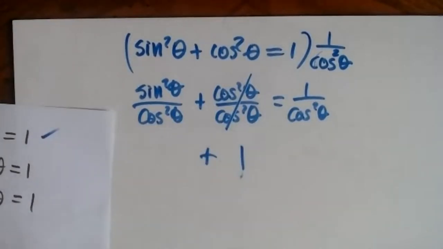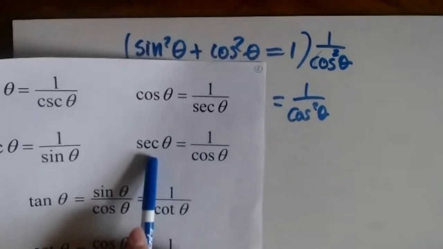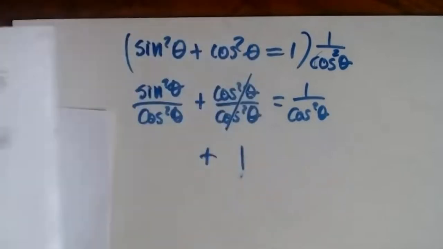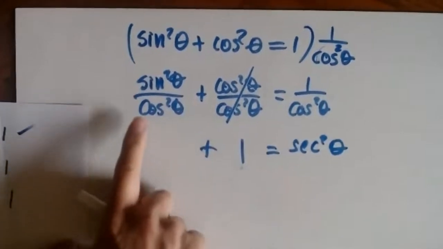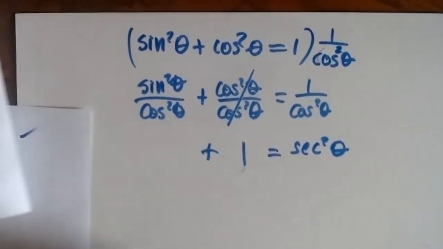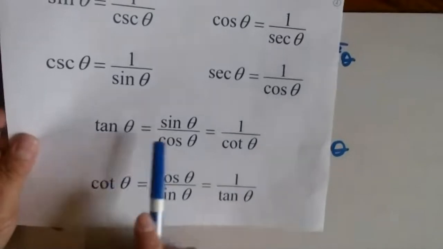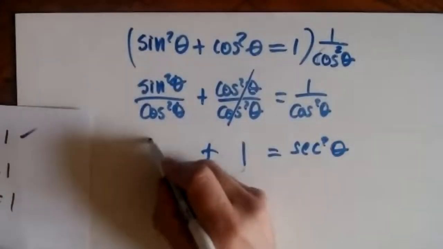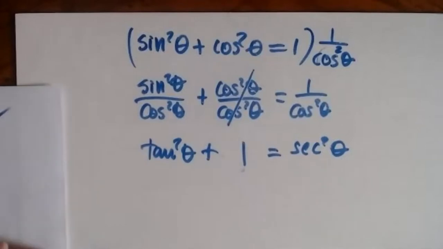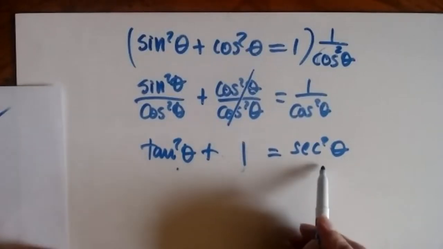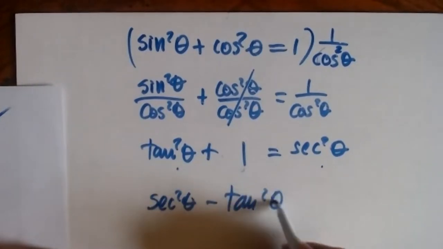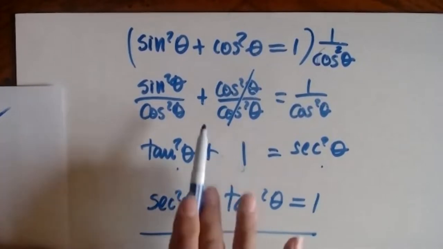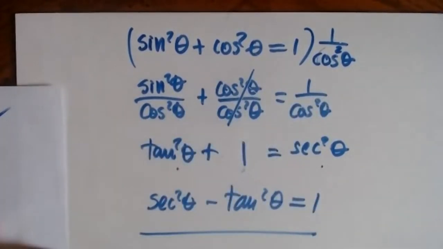Then remember the identities I told you. 1 over cosine is the secant. So 1 over cosine squared is the secant squared. Then you have sine over cosine. Again, what is sine over cosine? The tangent. Sine squared over cosine squared is the tangent squared of the angle. Then what you have to do is just move this to the side, and you have secant squared minus tangent squared equals 1. You see it? So from this identity, using some manipulations, you get another identity.